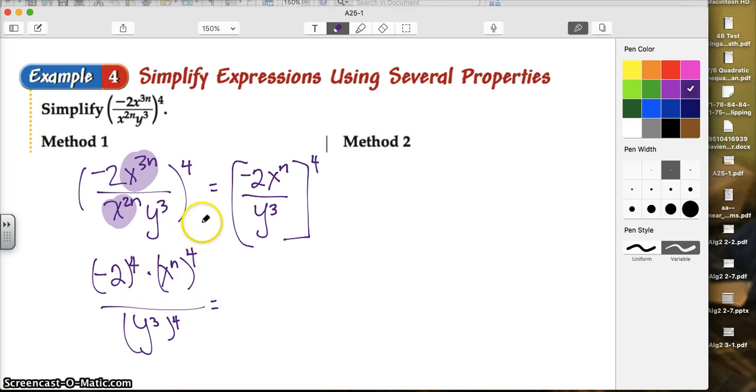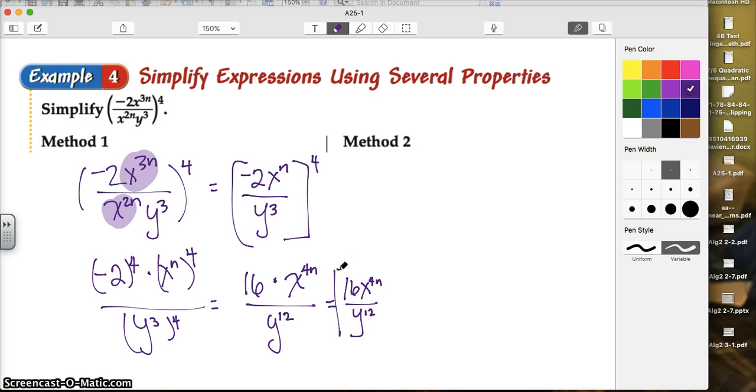And we remember the power to power rule, so that's going to be affecting it here. Let's deal with this first though. Negative 2 to the 4th power is going to be a positive 16. So if I wrote negative 2 four times and multiplied it, I'd end up with a positive 16. And then x to the n to the 4th power is going to end up being x to the 4n, right? Because power to power rule tells me to multiply. And then this guy, y to the 3rd power raised to the 4th power, is going to be y to the 12th. And so my final answer is going to end up being 16x to the 4n, y to the 12th. And I'm done.